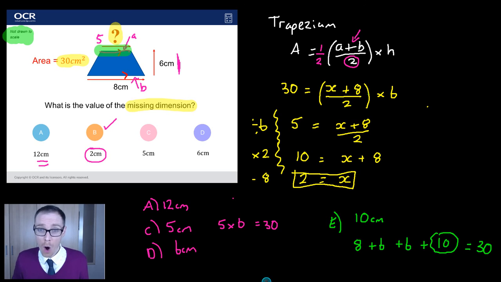But anyway, hope that was useful. My strong advice would be to try the quiz that this comes from. Whatever exam board you're doing, it's an area revision quiz. It tackles triangles, rectangles, parallelograms, kites, all those classics. It'll really make sure that your area skills are up to scratch.